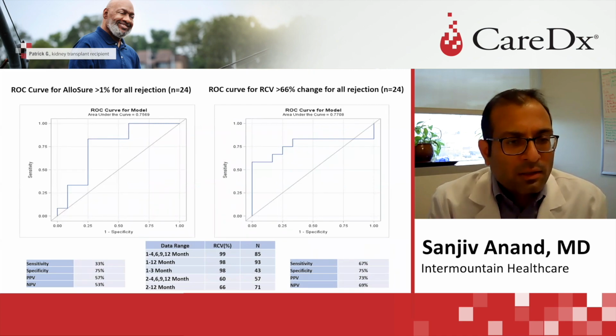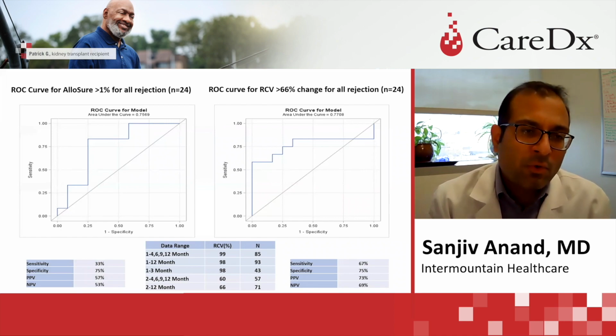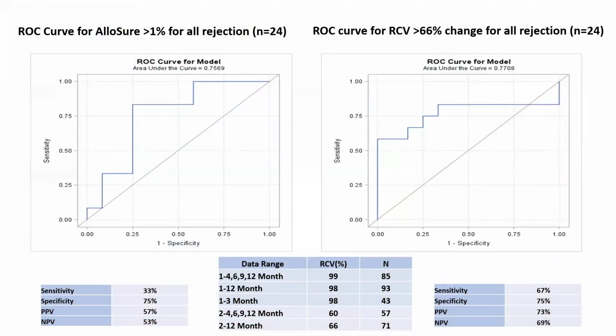The second component we studied was relative change value. We looked at whether the relative change value that we calculated at 66% increases our diagnostic test accuracy of donor-derived cell-free DNA in diagnosing rejection. On the left, you can see the ROC curve when you use greater than 1% as your criteria for rejection. On the right side, you can see the ROC curve when you use greater than 66% as your criteria for rejection. These are all rejections, acute cellular and antibody-mediated rejection combined.